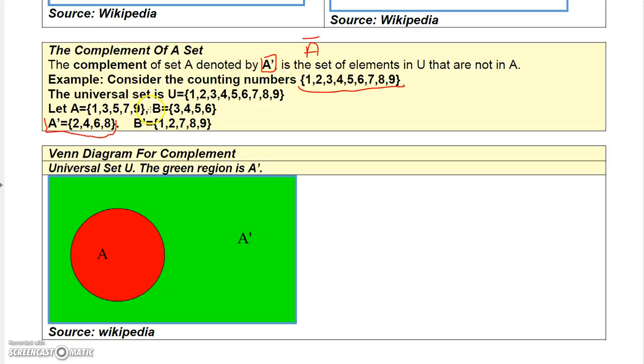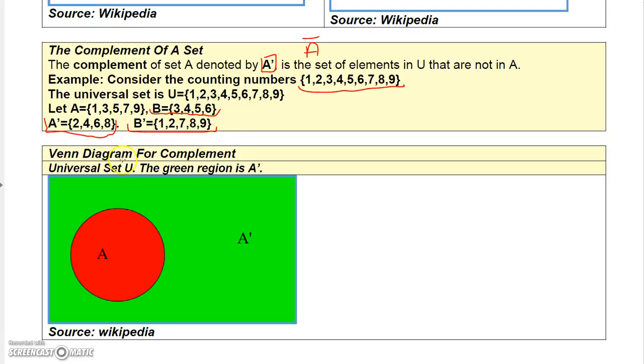What about B prime? Well, if B is 3, 4, 5, 6, then B prime would be everything that's not in this set, but that is in the universal set. So it would be the numbers 1, 2, 7, 8, and 9.